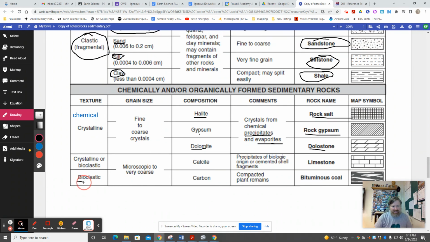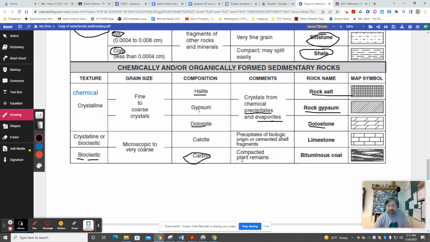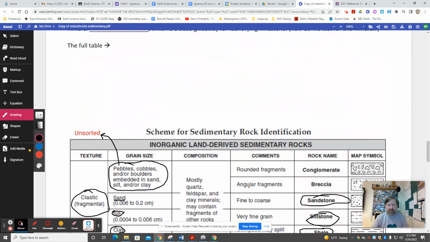Bioclastic is the fancy name for it. Bio, life, clastic, fragments, right? Like life fragments. Coal is made of old trees, old plants. We expect to find a lot of carbon in it. That's why it has the potential to burn for energy. It is compacted plant remains. We call it bituminous coal. We'll look at another form of coal when we get to the metamorphic rocks where this stuff really gets compressed. All right. Almost there. Keep it up.